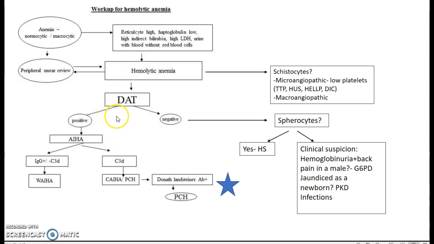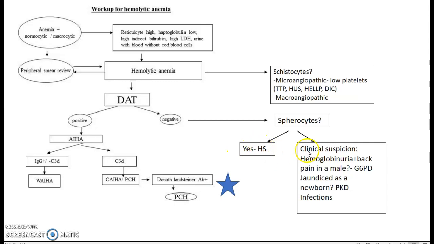Now, if that is negative, if it's not immune mediated at all, then look to see what else you see. Are there spherocytes? Is this more of an extravascular process? It could be hereditary spherocytosis.